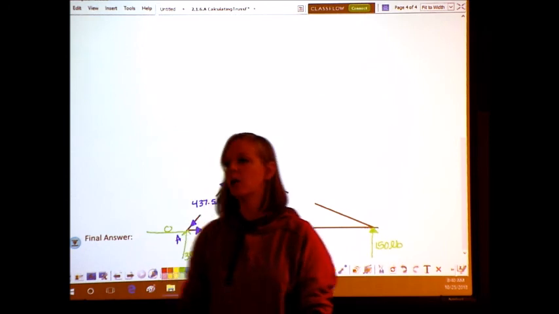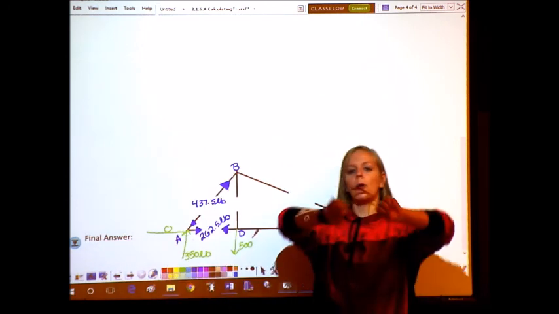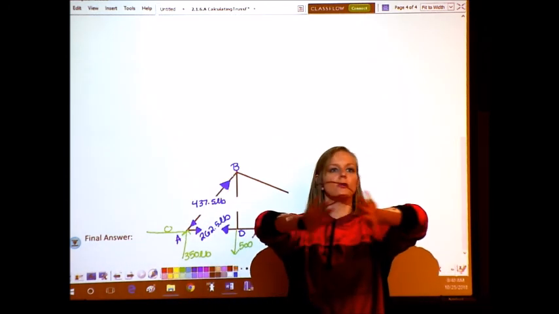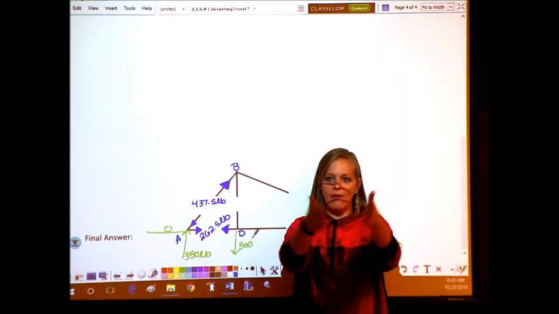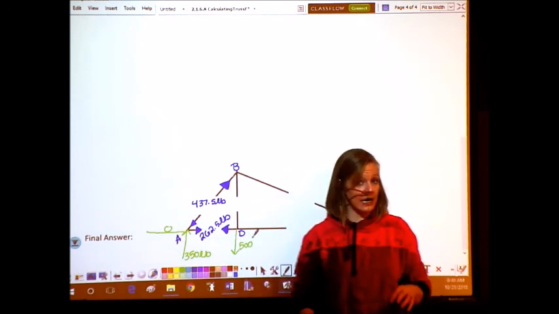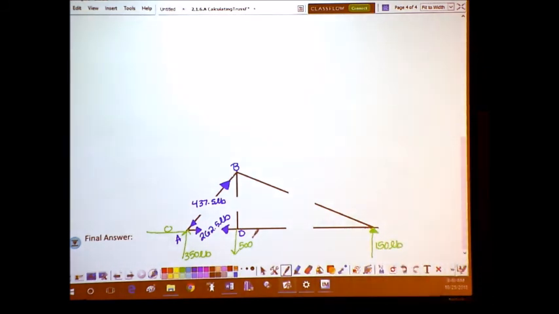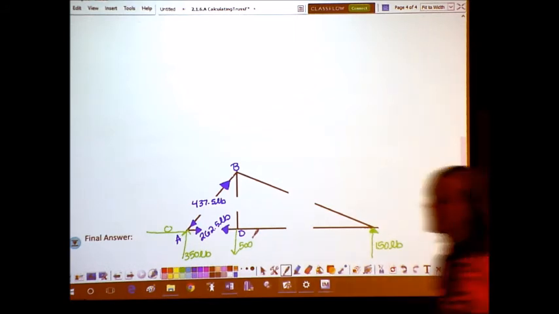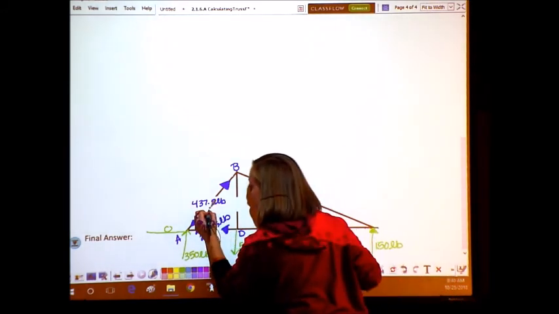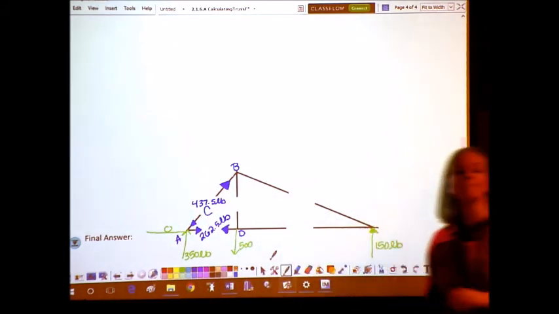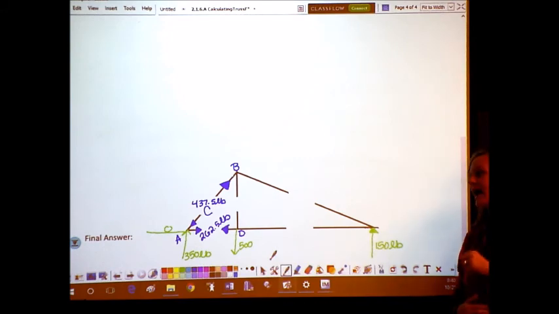Remember, you're saying what it's feeling. If I'm pulling out, I am creating tension, right? If I'm pulling out, I'm creating tension. Ashley, I'm going to pull out. What is Ashley doing? She is doing what, though? I'm creating tension. She is creating compression. Thank you. So we put a C here for what the member reaction is.